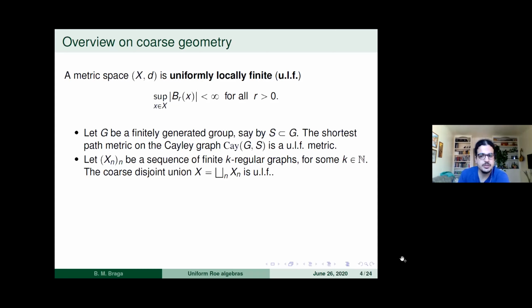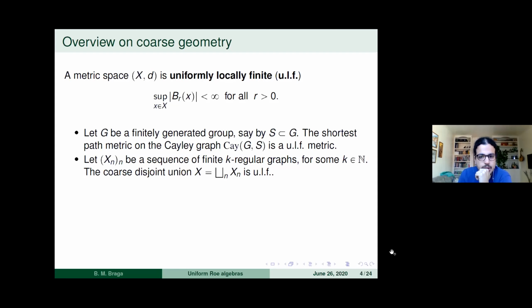Another very nice way for you to have some examples is, let's say you start with a sequence of finite graphs, and each one of those finite graphs, the Xn's, they are k-regular, and this k does not depend on n. You can glue all of them together, you look at the disjoint union of all those graphs, and you put the following metric on it. On each one of the Xn's, just the same metric as you already had, the shortest path metric. And for different elements, you just want the distance to be increasing. So let's say you glue X1 here, then you take a big jump and you glue X2. Then you take a much bigger jump and you glue X3, and a much, much bigger jump and you glue X4, and so on. Those will be uniformly locally finite because of those big jumps and this fixed k that we have over here.